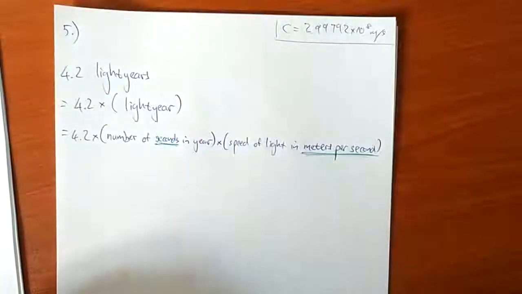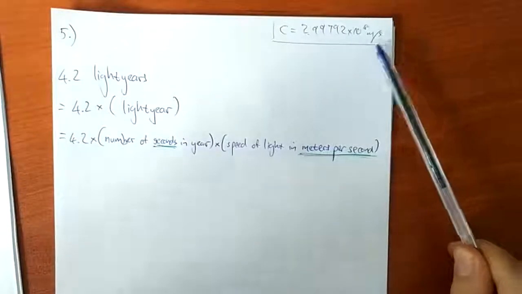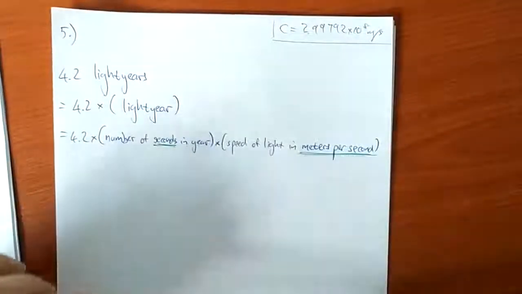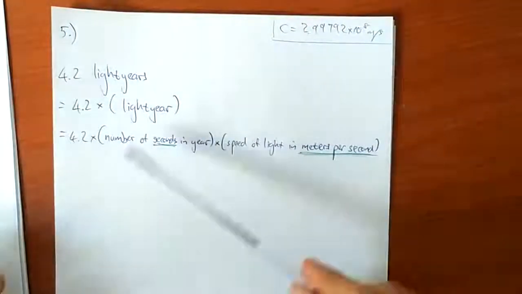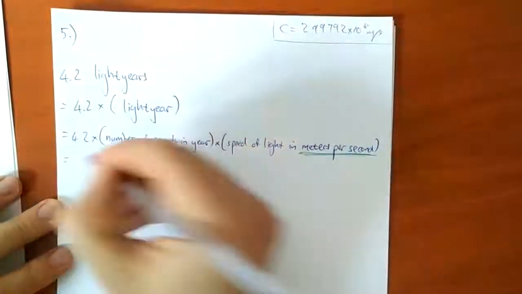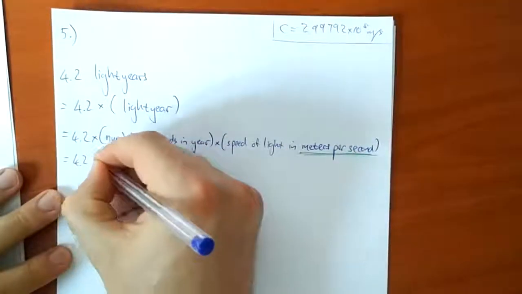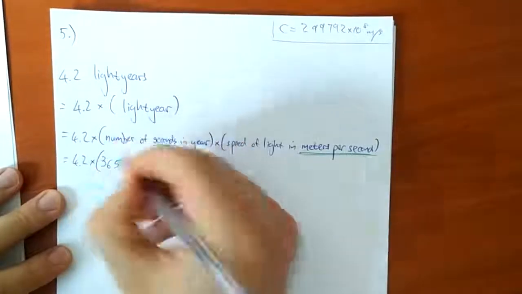Why seconds and meters? Well, my speed is in meters per second. If my speed of light was in kilometers per hour, then I would have converted the light year to hours and multiplied with that. But the speed of light is in meters per second, so I convert my year to seconds instead. Okay, so now this is very simple. This is 365. Now let's put the brackets.